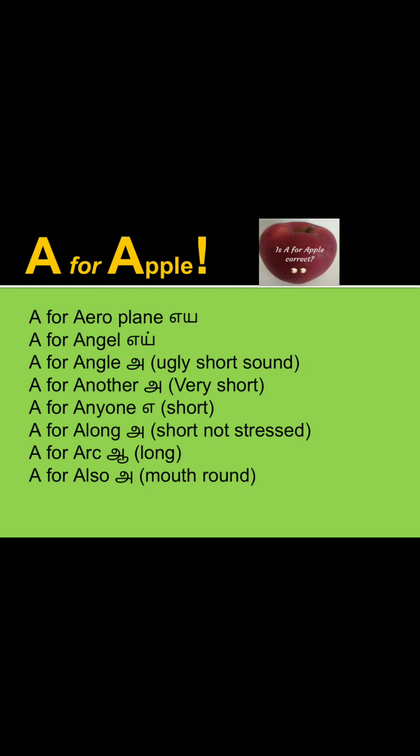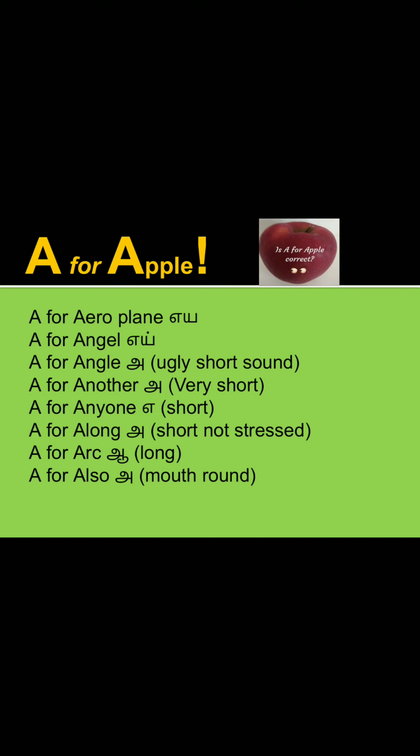Then A for also. This is again a different type of sound which we have in English also. And when we are pronouncing this word, you must be very careful. Your mouth takes a round shape or oval shape when you pronounce this word also. Okay, so we have different sounds in connection with the letter A.